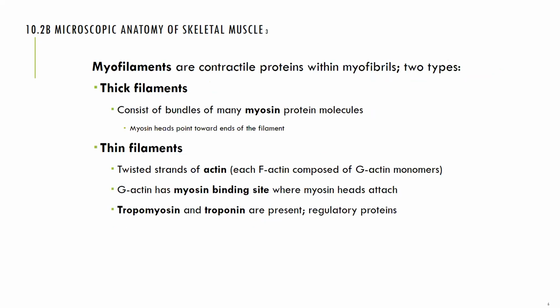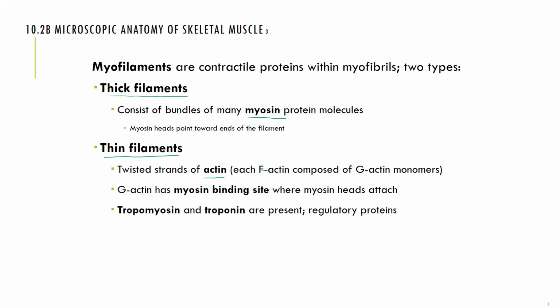Okay, so the myofilaments are the contractile proteins within myofibrils. We have two types of myofilaments. We have thick filaments, which are bundles of myosin proteins. So if you look on your list where it says thick filament, it says myosin. We'll look at that structure in a minute. And then thin filaments are two twisted strands of actins, which are little circle proteins that are twisted together into two strands of actin. We don't really care about F-actin. This is the chain, and this is the individual subunit.